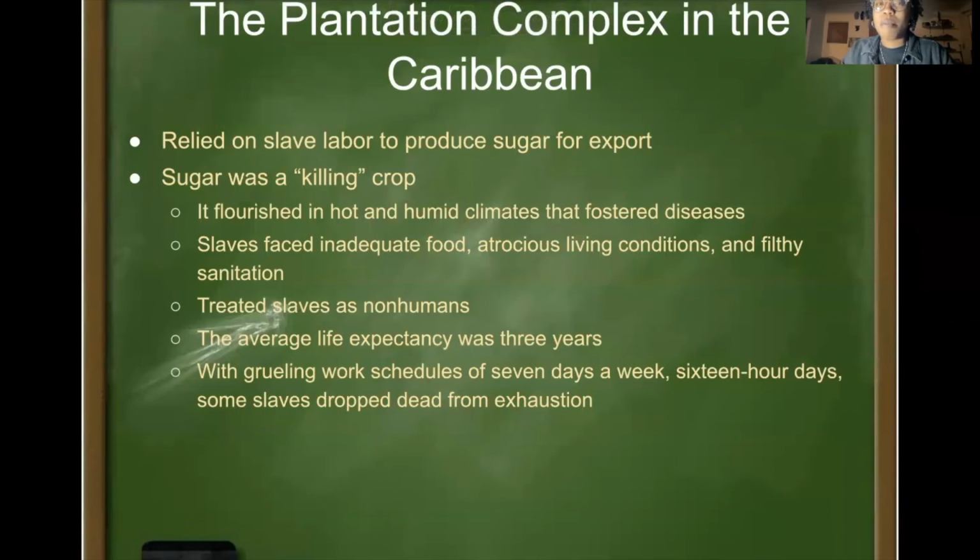It's known as a killing crop. It's super vicious. A lot of the slaves only are going to live for about 3 years, and they're mostly male because of how horrible it is. Basically super hot, super humid. Slaves are going to work 6 days a week from sun up to sundown, sometimes longer than that. They're going to have inadequate food, horrible living situations, and really bad sanitation.